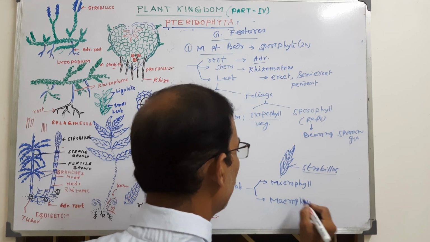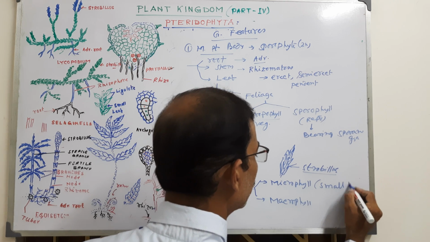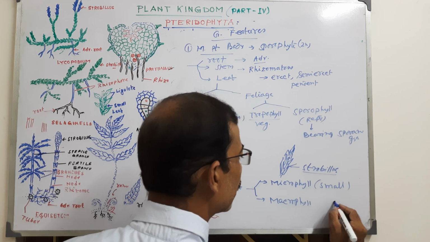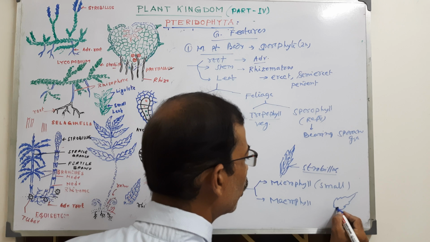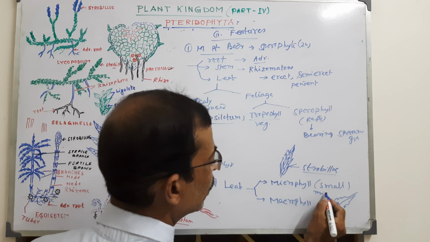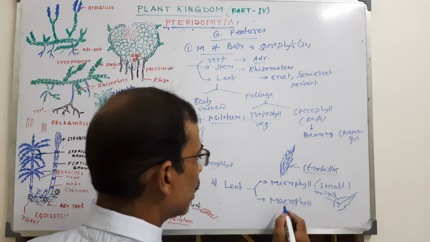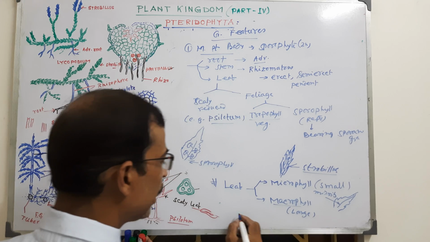Okay, microphyll. Microphyll means small in size, and uninerved. Look here, this is uninerved. Only one midrib is present, vein absent. Midrib is present, but it is macrophyll. First of all, it is large, with midrib and veins.